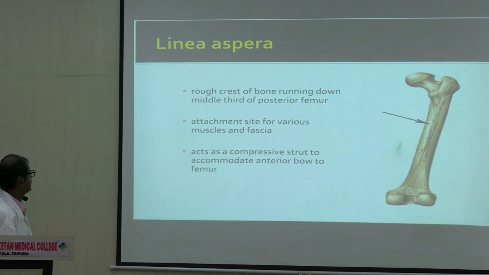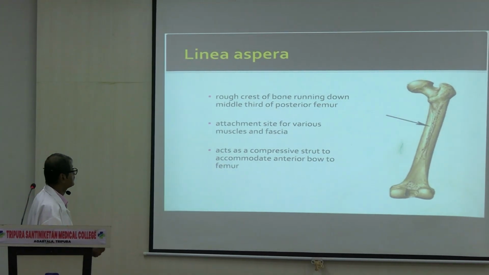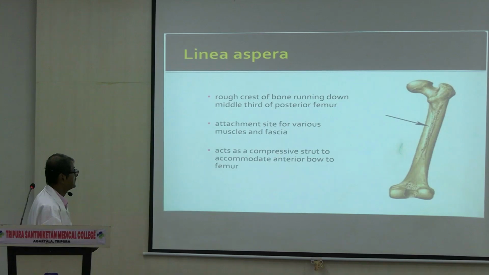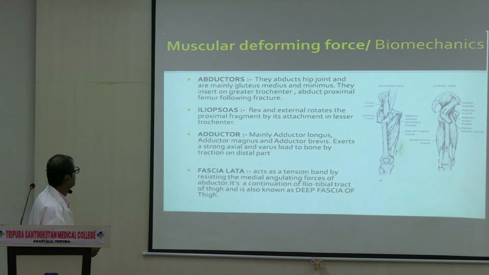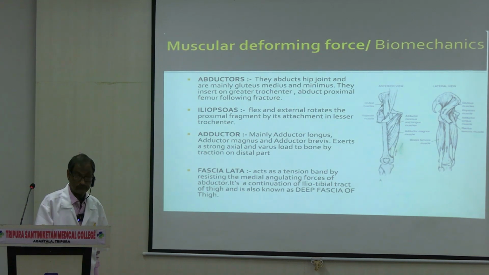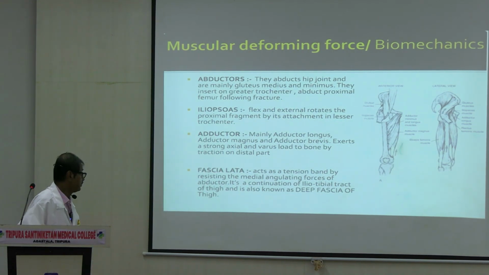Rough crest of the bone running down the middle third of the bone. So linea aspera, everybody knows it. This is linea aspera, so muscles are attached here. Next, the abductors. These are muscles you have to know. For fracture shaft, to understand, you have to know the muscle pull.